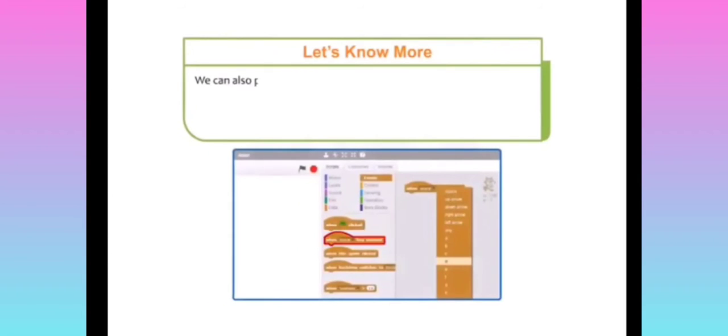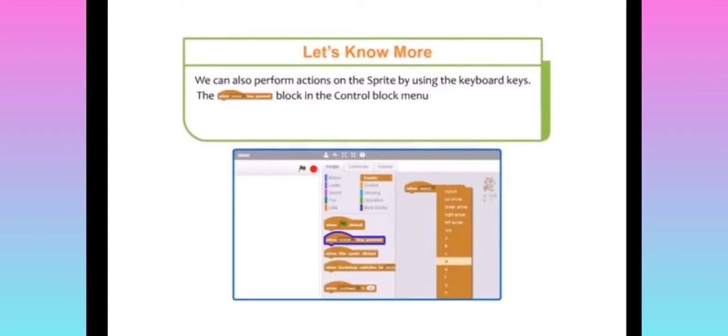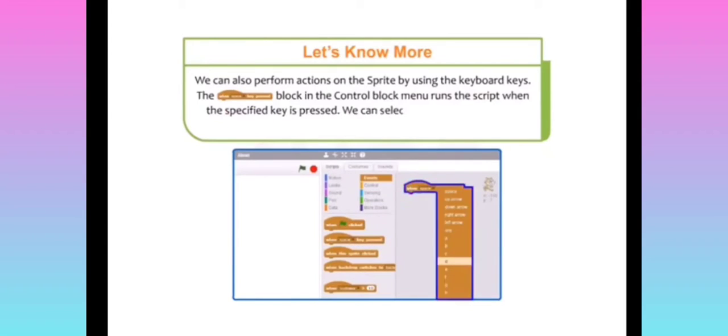Another fact to note is that we can also perform actions on the sprite by using the keyboard keys, right? The when key pressed block in the control block menu runs the script when the specified key is pressed. We can select any key from the drop down list of the when key pressed block. Okay.